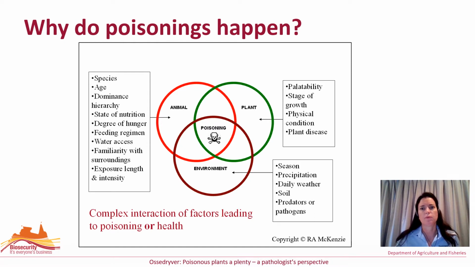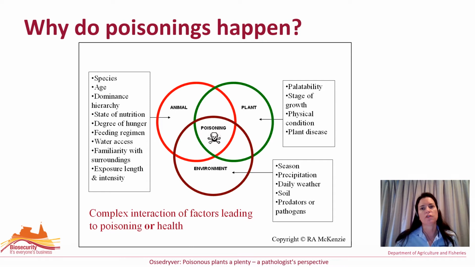The outcome of an animal being poisoned is reliant on a complex interaction of multiple factors. Generally speaking, we group these into animal, plant and environment. Animal factors include species, age, degree of hunger, familiarity with the environment, and level of adaptation or previous toxin exposure. Plant factors are related to its palatability, stage of growth, or physical condition, while environmental factors may involve things such as weather, nutrient supply, or the presence of plant pathogens and pests.